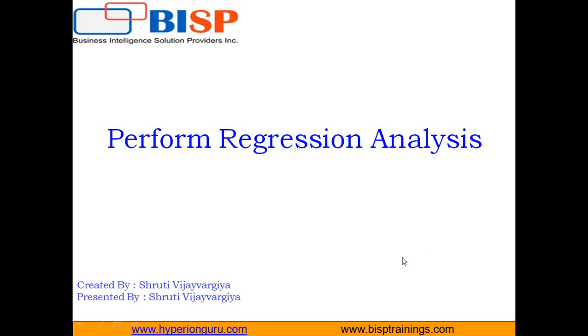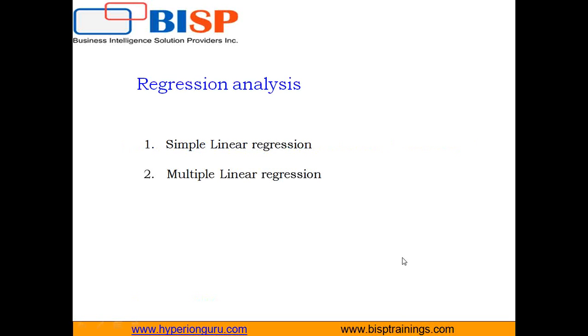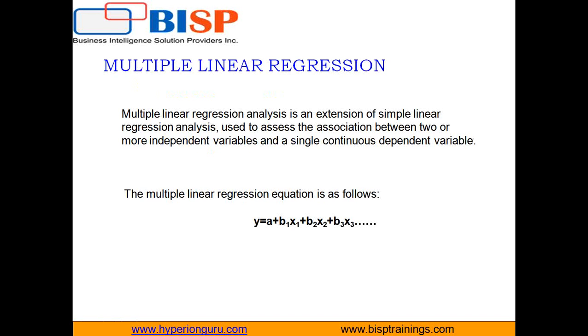In my previous video I discussed simple linear regression, and now I am discussing multiple linear regression. Multiple linear regression is a method used to model the linear relationship between a dependent variable and one or more independent variables. The dependent variable is sometimes also called the predicted variable, and the independent variables are the predictors.